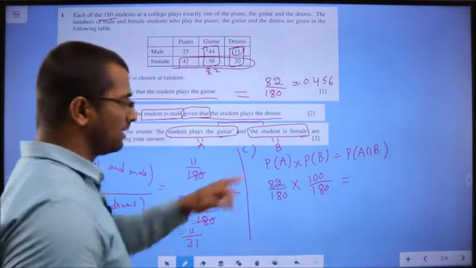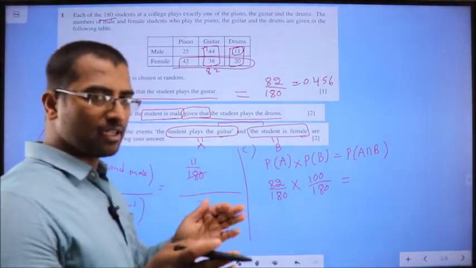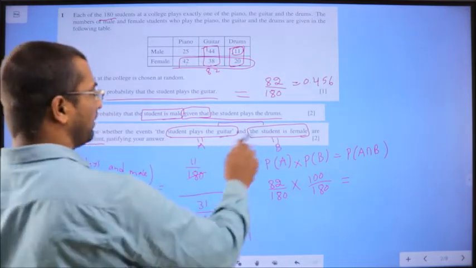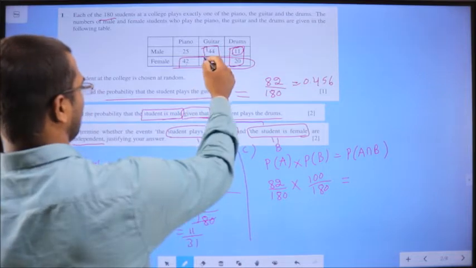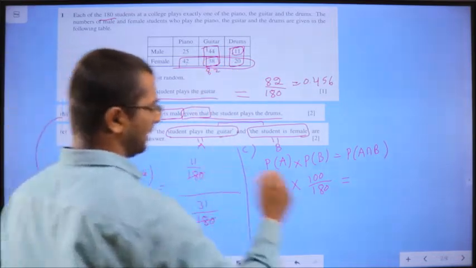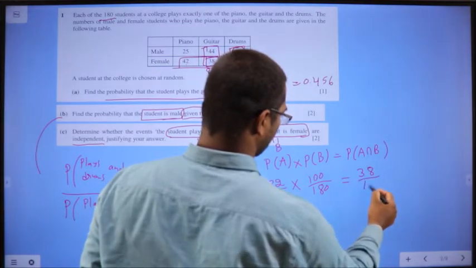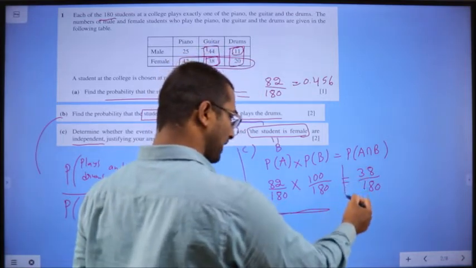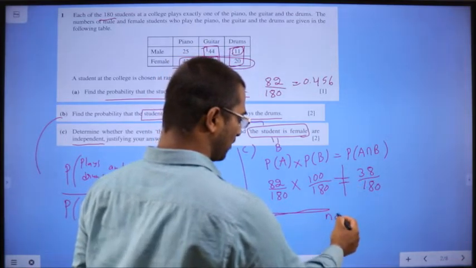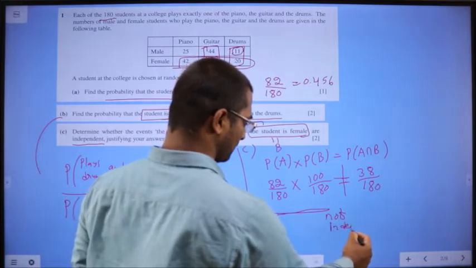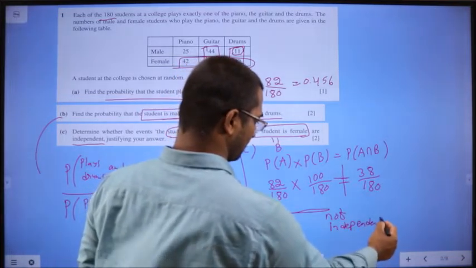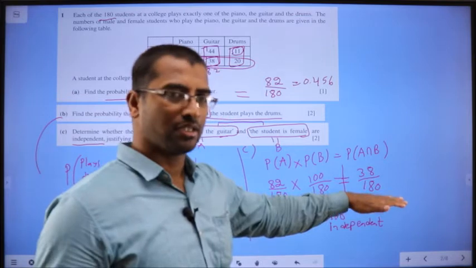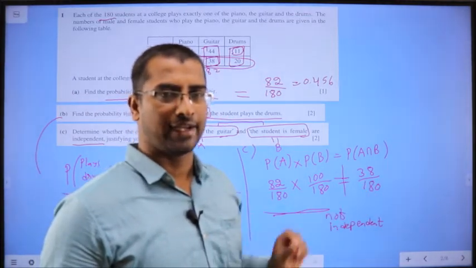And on this side, female and also guitar. That is the meaning of intersection: the number satisfying both conditions. Female and guitar is this number, 38. If I put this in the calculator, this side will not be equal to 38 by 180, so I call them not independent. If this side's answer were equal to this much, only then could I say it is independent, otherwise not independent.